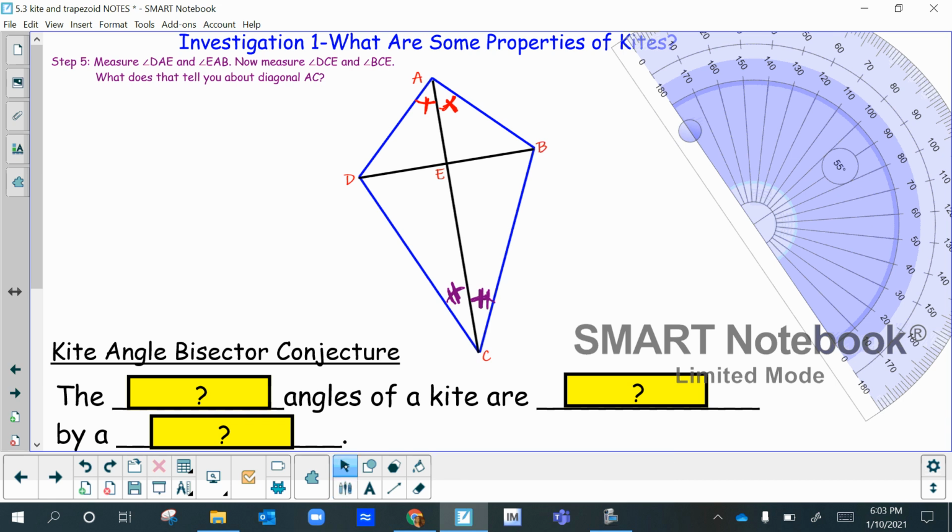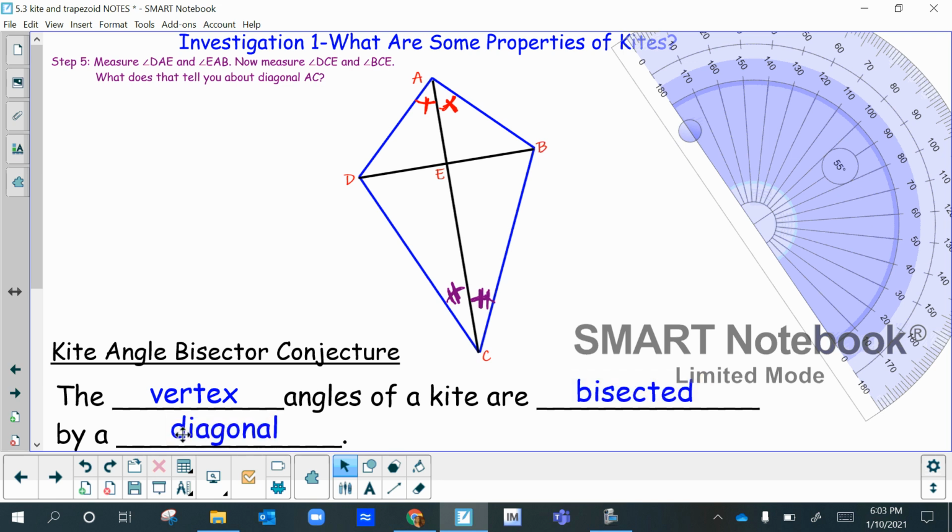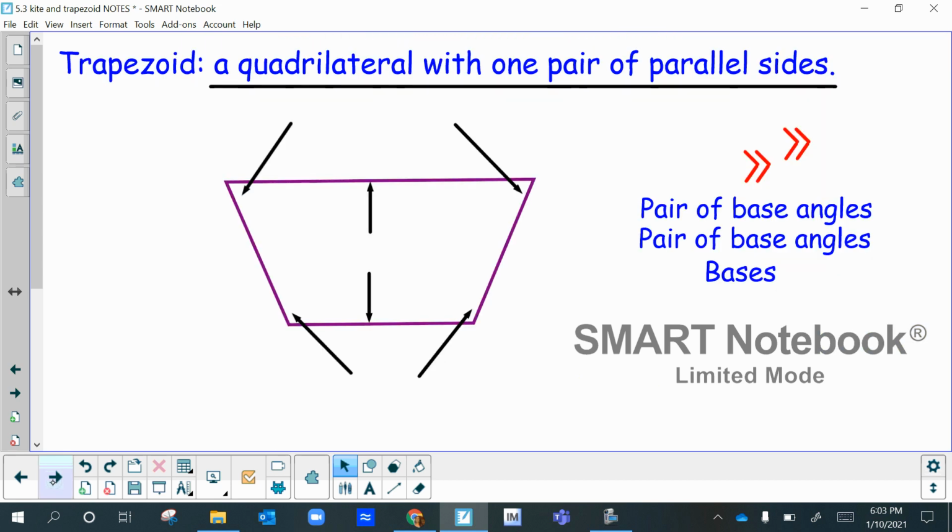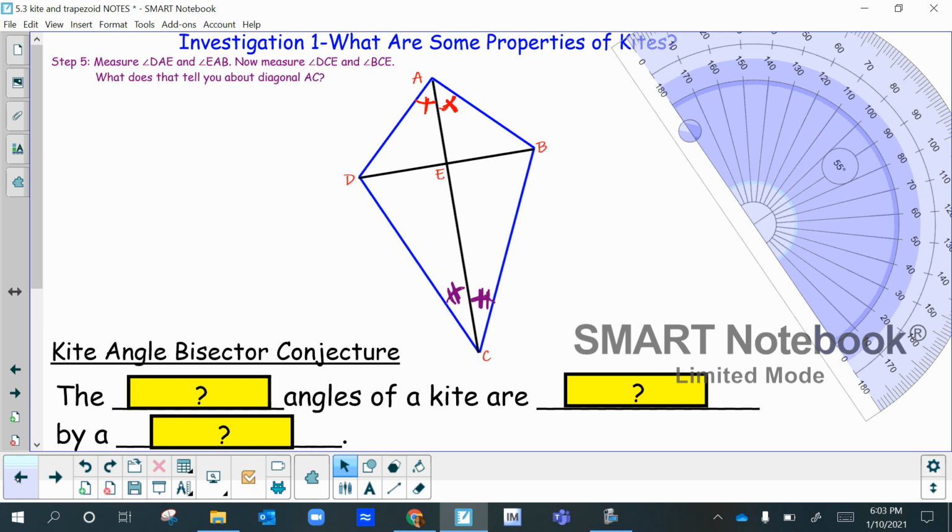Well, these angles down here, big angle A and big angle C, those are our vertex angles. So that's how we're going to start it off. The vertex angles of a kite are bisected by the diagonal. So this diagonal is going to bisect it. So this whole entire left side of the kite is symmetrical to this whole side over here. All right. And that is it for all of the properties of a kite. So make sure you have all of that down.